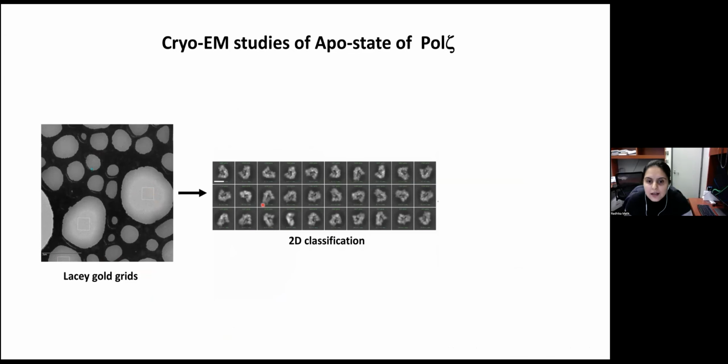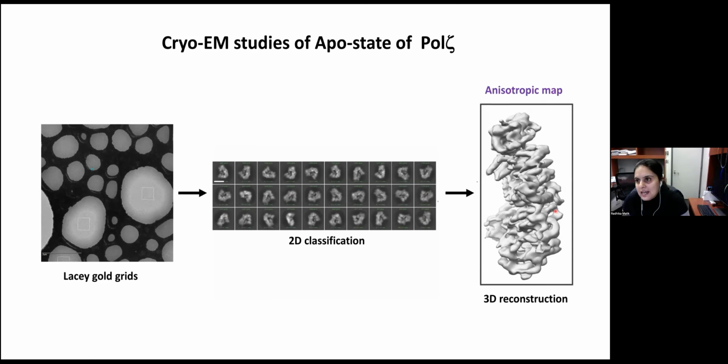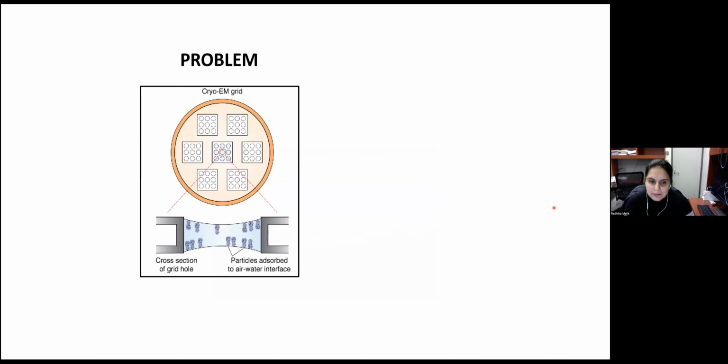We processed that data, but lo and behold, we saw basically flat views of the molecule from our 2D classifications. So once we processed that, this gave us this anisotropic map from the 3D reconstruction. So these anisotropic maps are these smeared out maps, which basically misrepresent the true structure of your imaged complex. So what was happening? Basically, our particles were aligning to the air-water interface and giving us a non-uniform distribution of the angular projection views in vitreous ice.